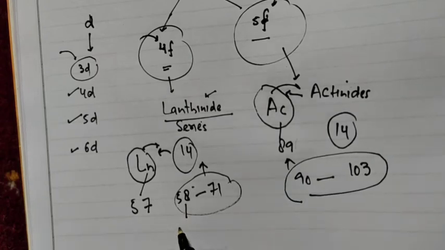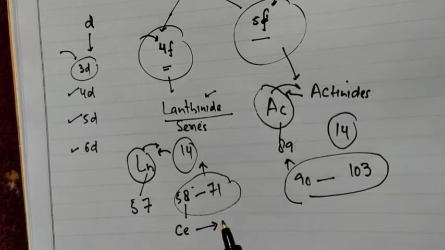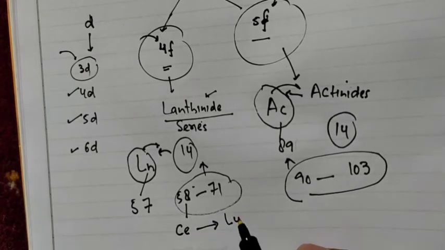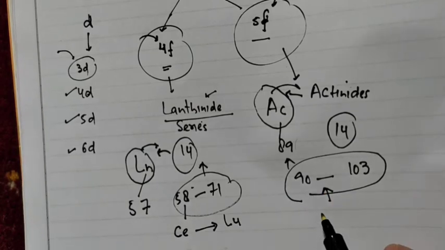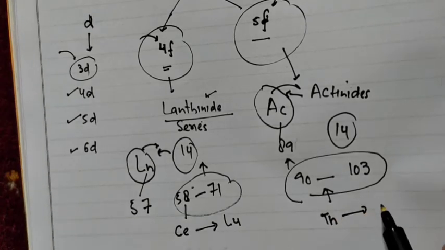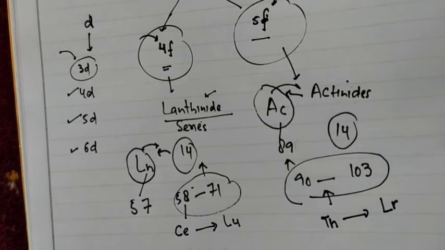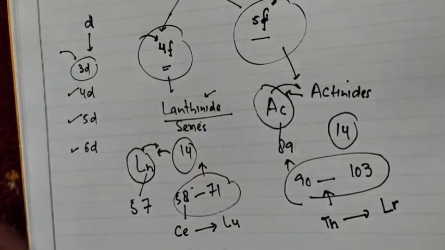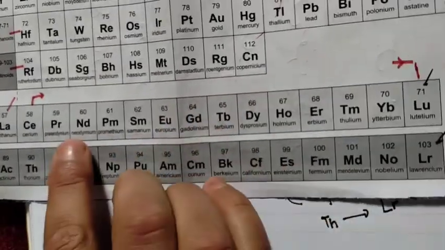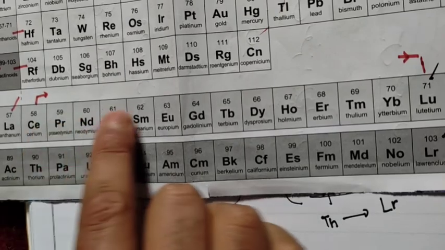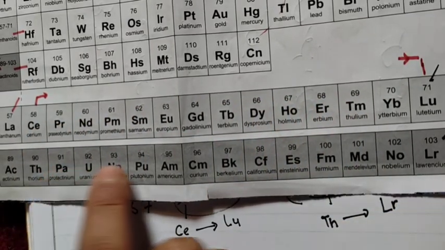It starts with your cerium and it ends with your lutetium. और जो actinide series है, it starts with your thorium and it ends with lawrencium. ठीक है. So this is all about the basics of lanthanides and actinides. इनमें chemical properties same होती है. Again you can see here. So these are our lanthanides and actinides. इन elements में chemical properties same होती है. Same is the case with this.